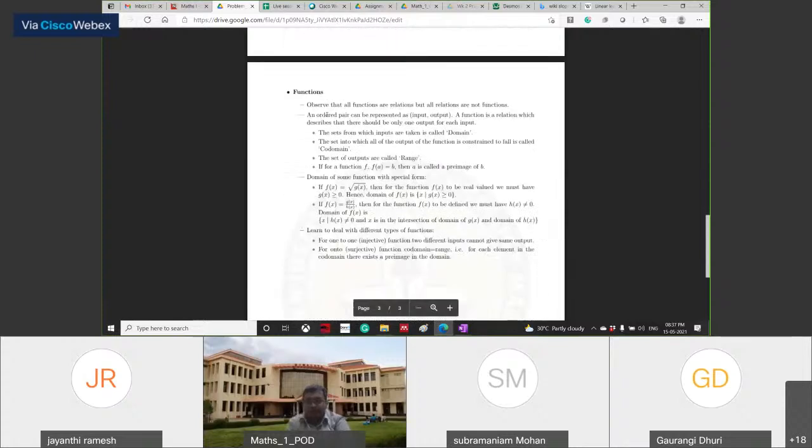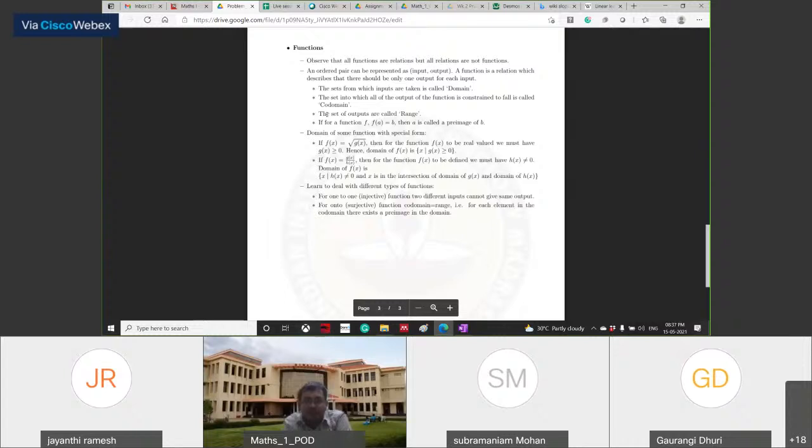Apart from that, what we have is functions. A function has 2-3 terms: one is the domain, one is the codomain, and one is the range. The set from which we take the inputs is the domain. The set of all possible outputs is the codomain, and the set of exact outputs which are taken by the function is the range.